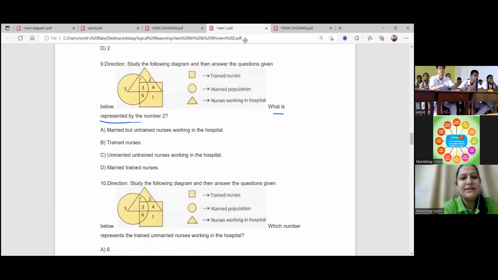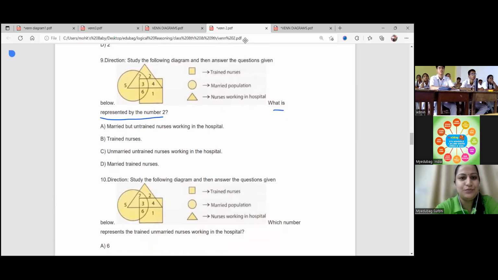What is represented by number 2? Just see the number 2 and what does it represent?